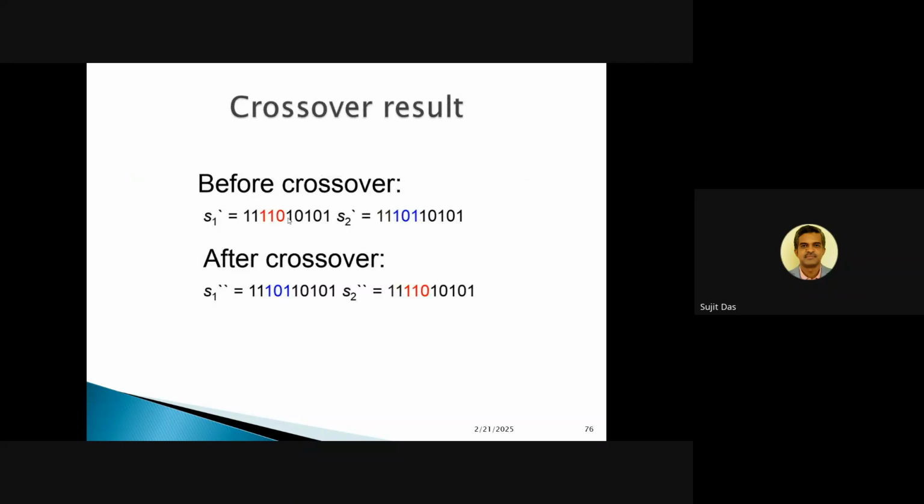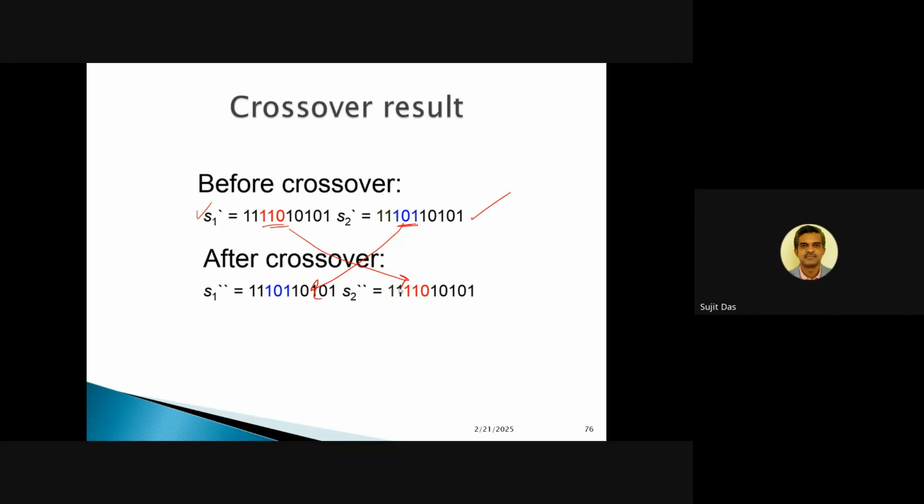Let us assume these two solutions are selected randomly for crossover, based on the crossover probability. Then here we do a separate crossover. We select a subset of the string, and then what you are doing is exchanging it. This comes here and this goes here.